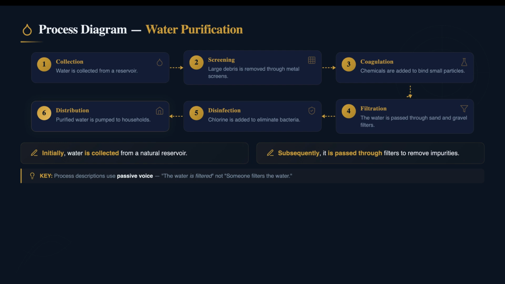So the key important thing is process description: use passive voice again and again. The water is filtered, not someone filters the water. That is very important in your writing task one.